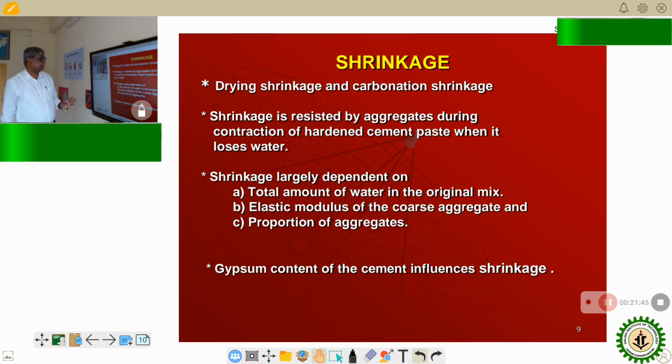Now you see that the shrinkage is resisted by aggregates during compaction of hardening cement paste when it loses water. As you know, shrinkage largely depends on three things: total amount of water in the original mix, elastic modulus of the coarse aggregate, obviously, if you use some fine aggregate, that also you can include, and proportion of aggregates. Now, in many situations, we add gypsum to reduce shrinkage, but gypsum has got some negative effect also, especially on strength.